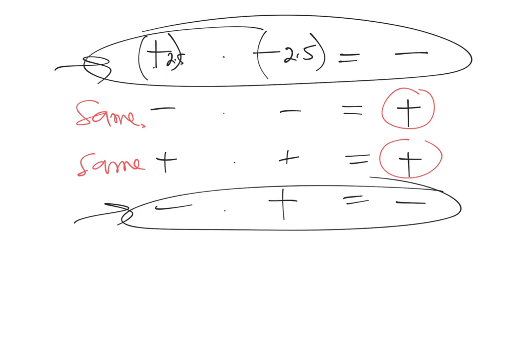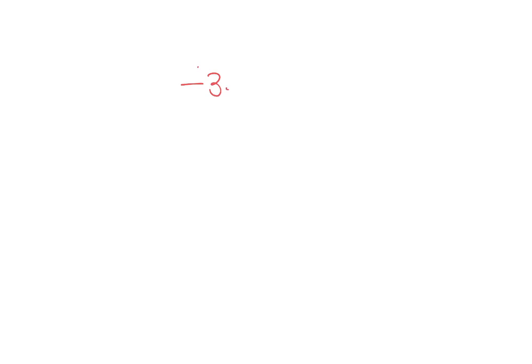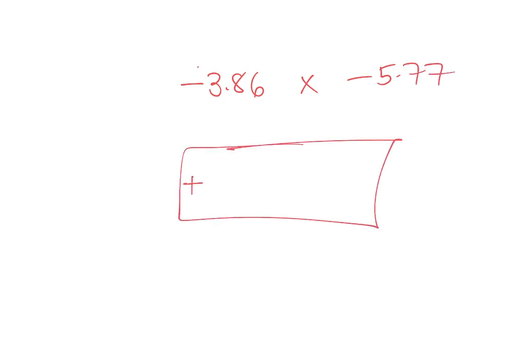So if you have a problem like this, negative 3.86 times negative 5.77, we know the answer is going to be a positive at the end, right? We know that's going to be positive. How do we know that? Because negative times negative is a positive. And the rest of the problem is basically 3.86 times 5.77.